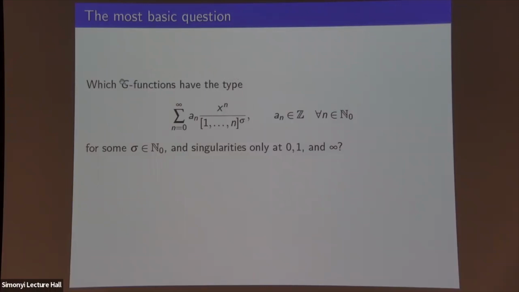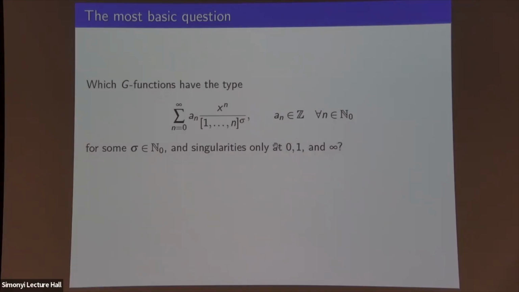I will get to explain the precise meaning, but a G function means there is a linear differential equation with polynomial coefficients, and we suppose that the singularities are only at 0, 1, and infinity. This power series is obviously regular at 0, but the minimal differential operator annihilating the function can have singularities at these points.